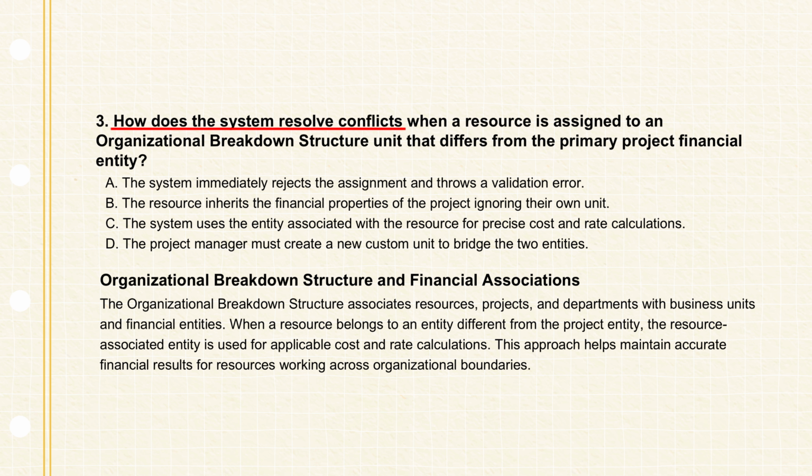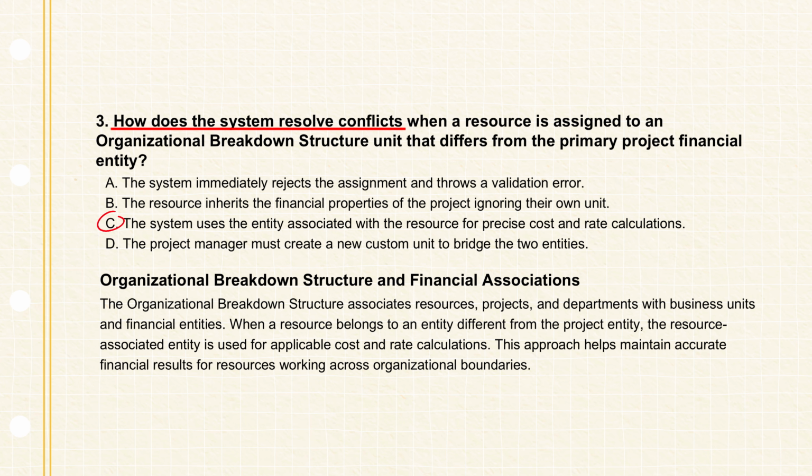Question 3. How does the system resolve conflicts when a resource is assigned to an organizational breakdown structure unit that differs from the primary project financial entity? The correct answer is C. When the resource and project are associated with different financial entities, the application uses the entity connected to the resource when determining applicable costs and rates. This supports more accurate resource-based financial calculations.